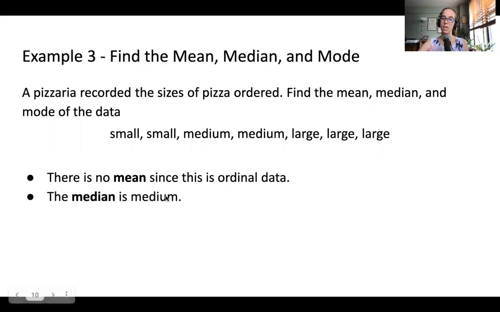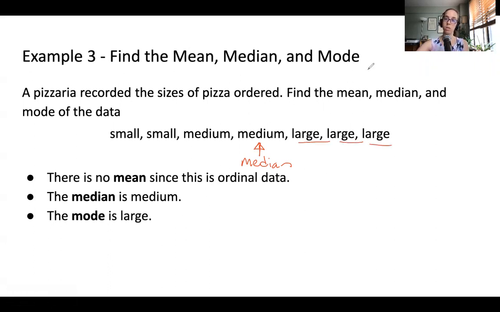The median is medium. That's hard to say. So this data is already in order from smallest to largest. And the value that's right in the middle is the size medium. So that is the median. The mode is the value which occurs the most frequently. And there are 3 larges, so large is the mode.